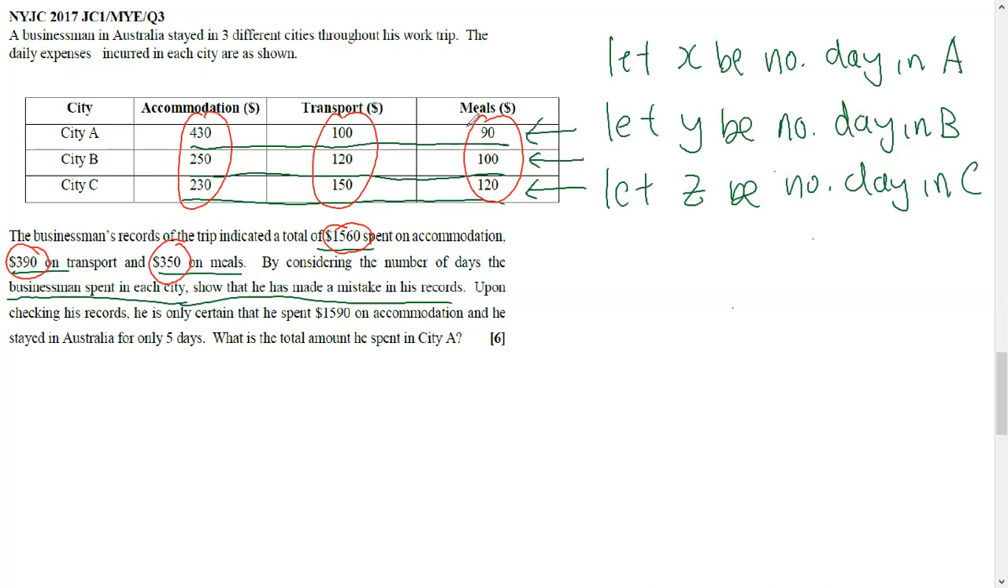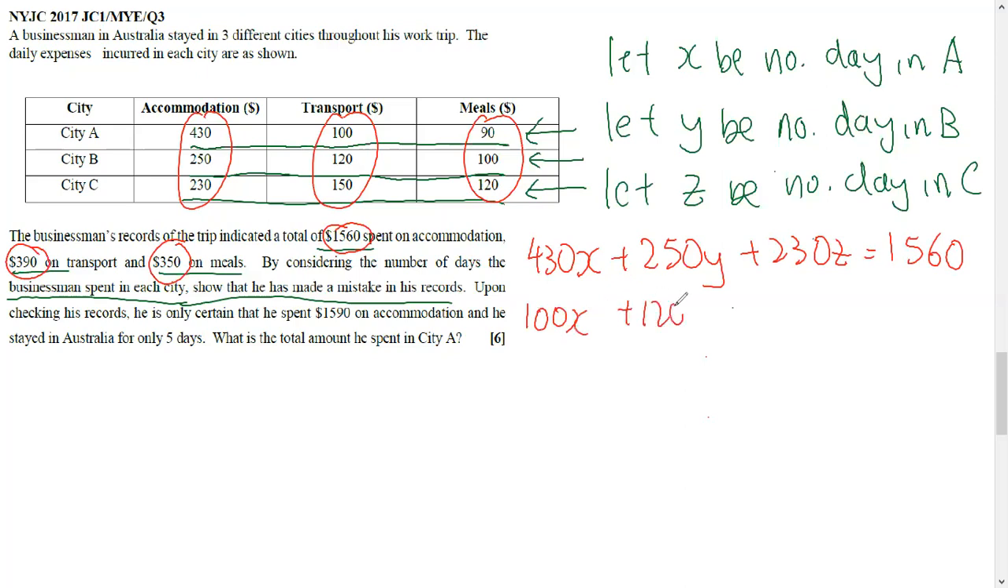Okay, so let's form the first equation. So this will be 430 times x, spent in city A, plus 250 times y, spent in city B, plus 230 times z. And this will sum up to be 1560. This will be the first equation. Next, 100x plus 120y plus 150z, and this will be 390.